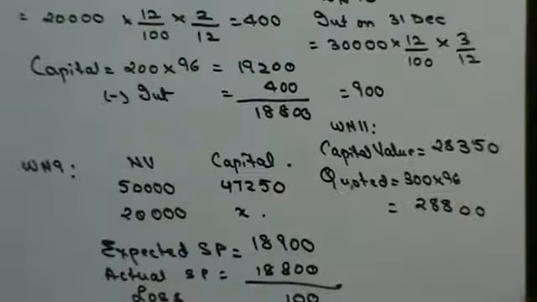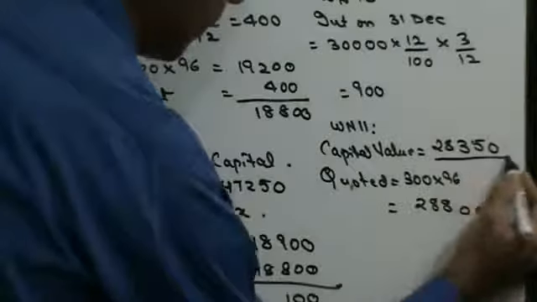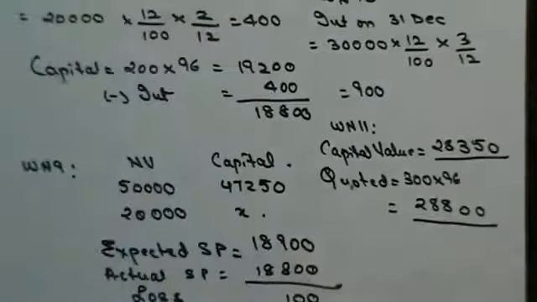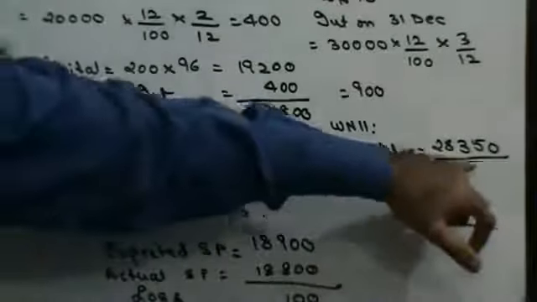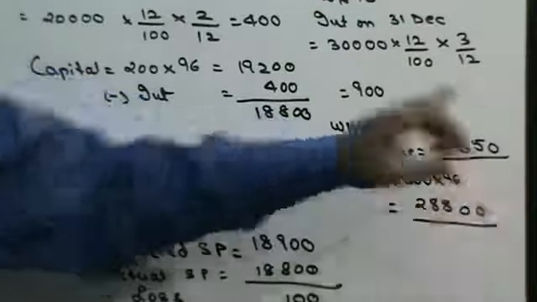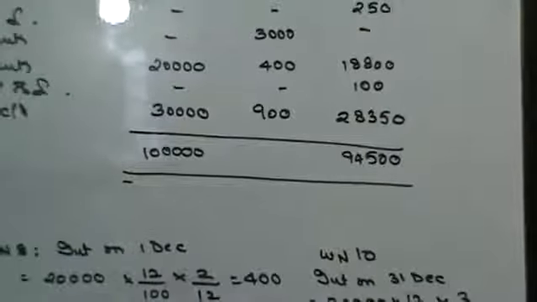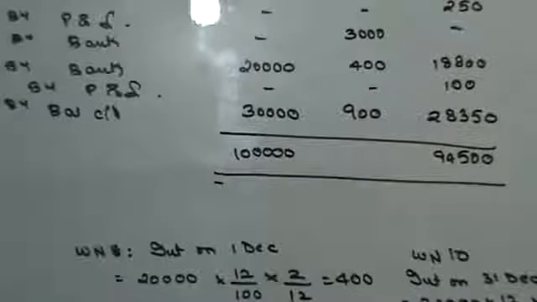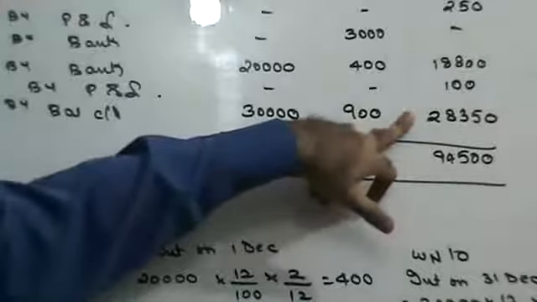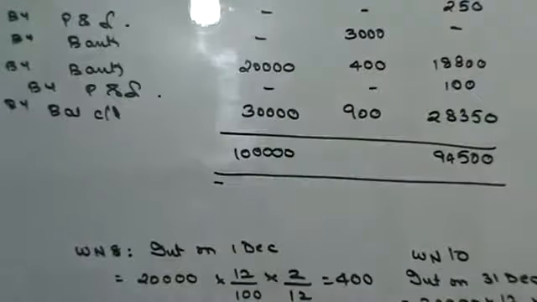28,800. You have two prices. One is your capital value. One is your quoted price. You have to always consider the smaller price of the two. Out of these two, the smaller price is 28,350. So I will write here 28,350. Had 28,800 been the smaller price, then I would have written this here and the difference would have been written as P&L.